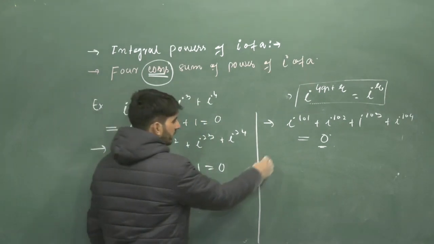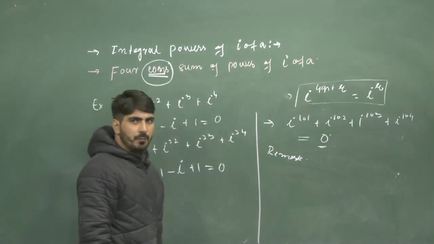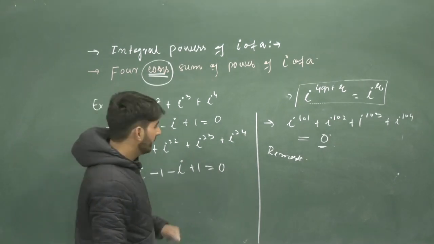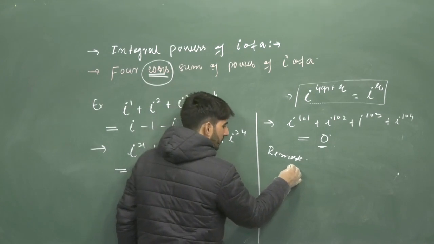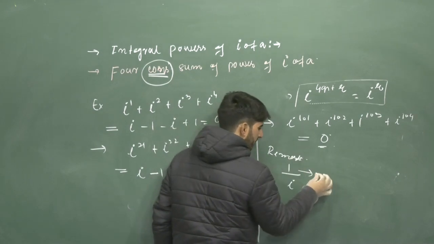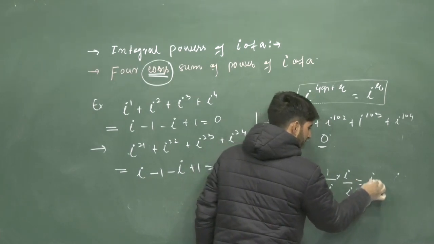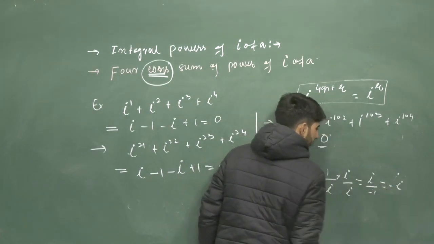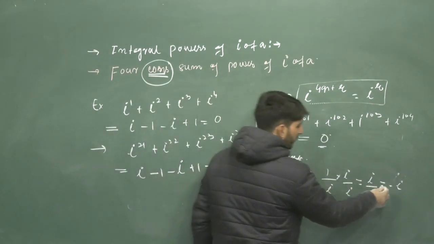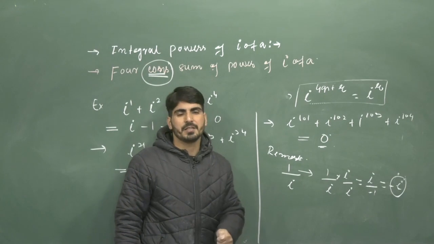Now a remark: if iota is in the denominator, then it is better to take this iota to the numerator. What I mean is, if you have to find the value of 1 by iota, its standard form requires rationalization. Multiplying gives iota divided by minus 1, this is minus iota. 1 by iota and minus iota are the same, but it is better to write minus iota here. It is better to remove iota from the denominator.